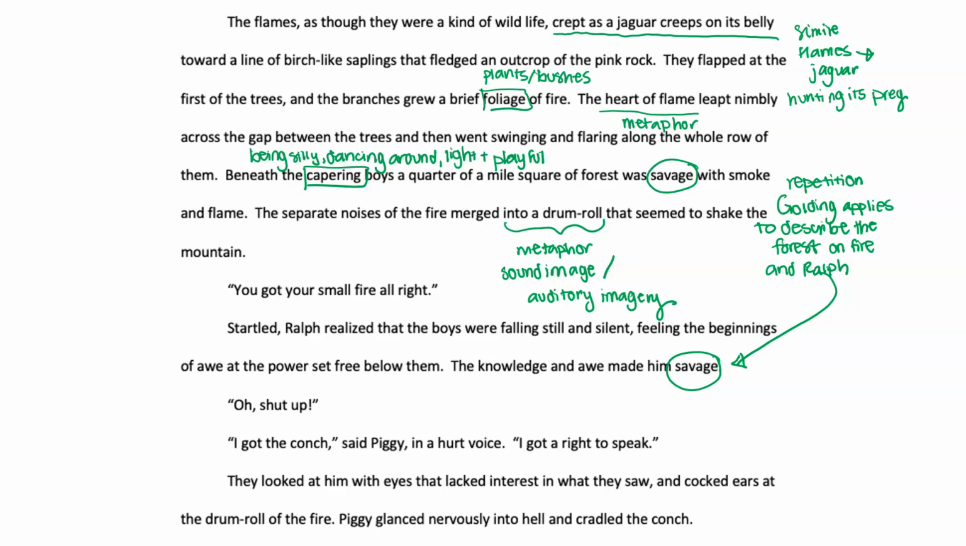"You got your small fire all right." "Startled, Ralph realized that the boys were falling still and silent, feeling the beginnings of awe and power set free below them. The knowledge and awe made him savage." "Oh, shut up. I got the conch," said Piggy in a hurt voice. So if this is Piggy, I think the "oh, shut up" is probably coming from Ralph, because he feels savage now that he knows what the fire can do, which means that the "you got your small fire all right" is coming from Piggy. And that makes sense because he says "you got your small fire." He doesn't want to have anything to do with the fire. So he's setting himself apart from the other boys. It's their fire, it's not his.